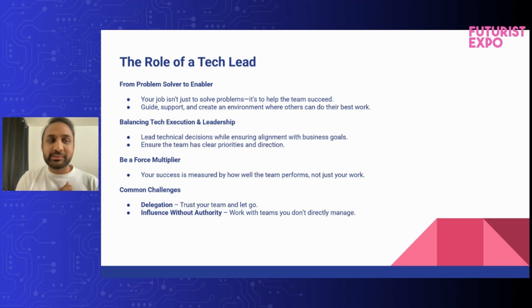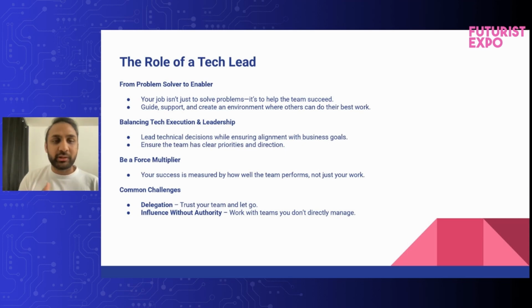Now your success is not measured by how much you work, or how quickly you complete the tasks assigned to you. It is about how your team performs. So everything now becomes related to the team, not about yourself. However, the process of transitioning from individual contributor (IC) to tech lead is not simple. It is a tough process and it comes with its own challenges.